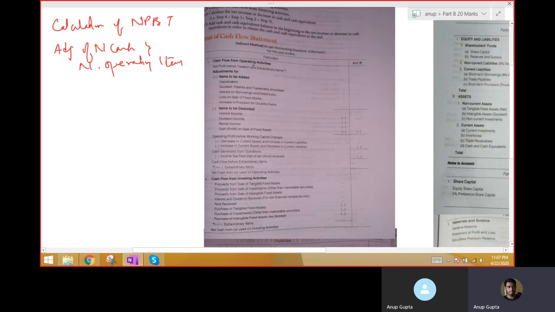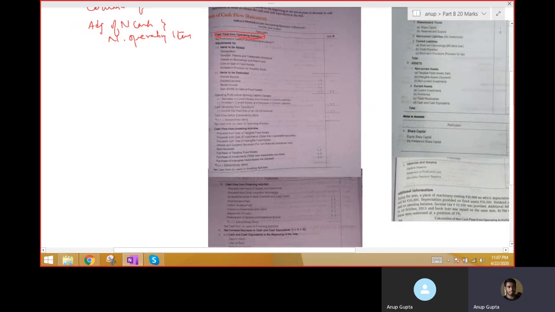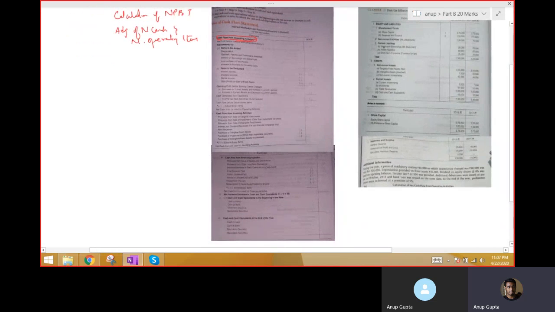So again, in this video today, we will actually complete the cash flow from operating activity. So this is the format, as you can see. This is the total format of the cash flow statement.